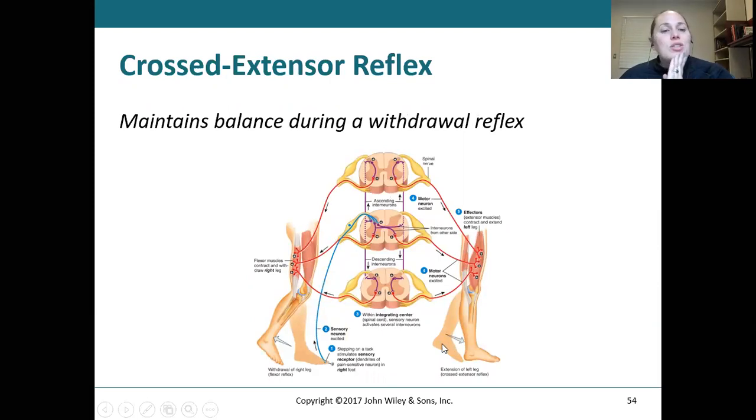The crossed extensor reflex essentially maintains balance during a withdrawal reflex. If you pull away very quickly from something, your body needs to be able to compensate for that with some type of reflex.